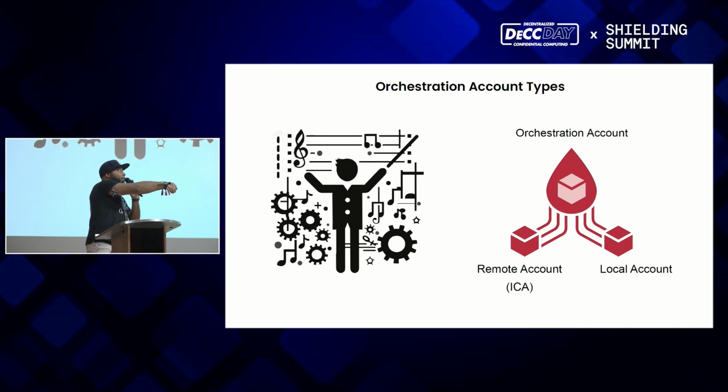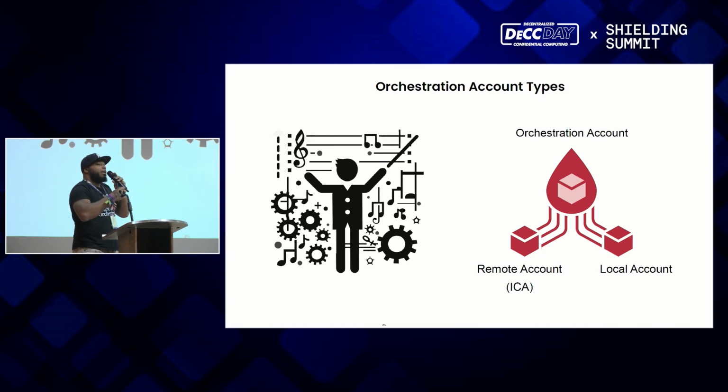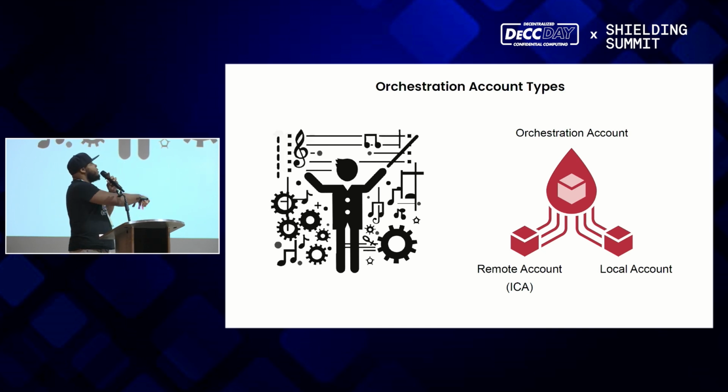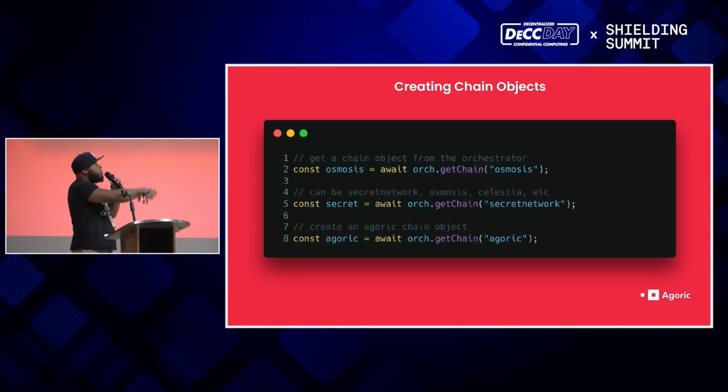First thing I have to say, when you're using the orchestration API, you have two different types of accounts. You have a remote account, an account sitting on another chain, which is also an interchain account. How many people have never heard of that before, an interchain account? Think of it as an account on one chain that can be controlled by another chain. You'll see how they're used. And a local account is just an account on Agoric.